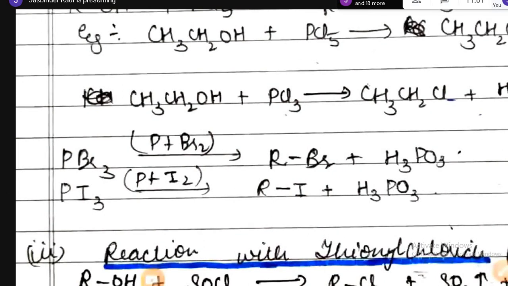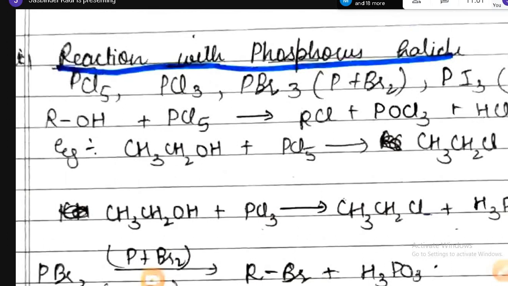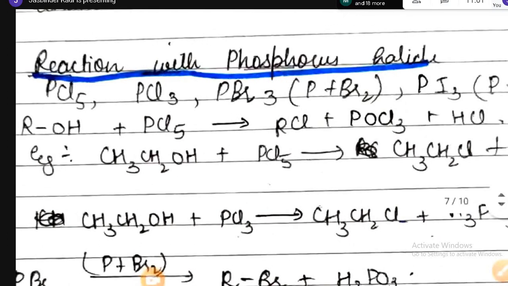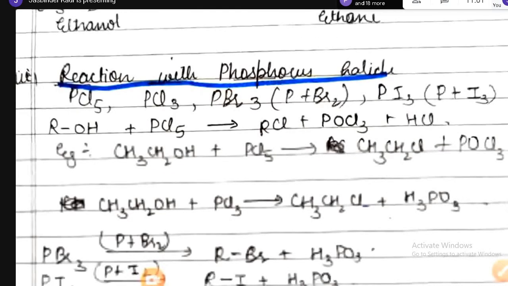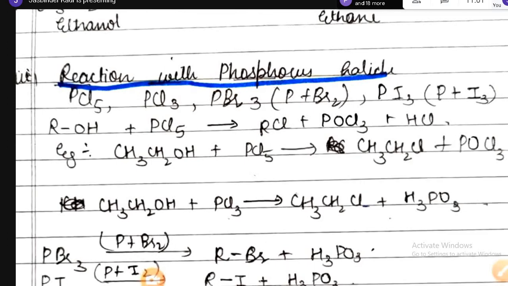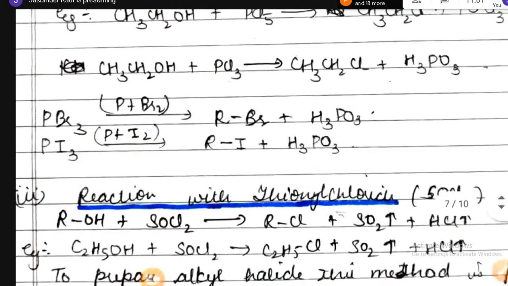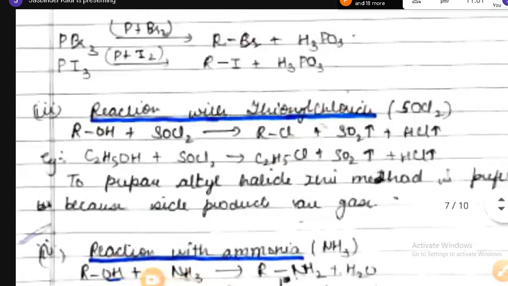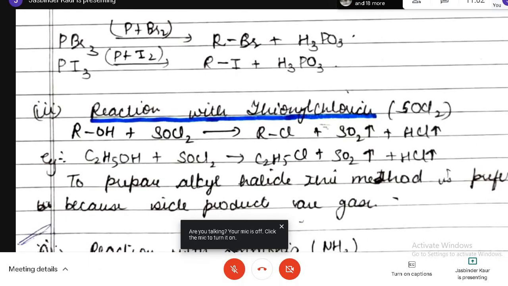That is, PCl5 and PCl3 are stable. We can use them directly. PBr3 or PI3 are used indirectly, that is, by using a mixture of red phosphorus and bromine or phosphorus plus iodine as the reagents. And the next is reaction with thionyl chloride. Alcohols with thionyl chloride give alkyl halide with sulfur dioxide plus HCl.